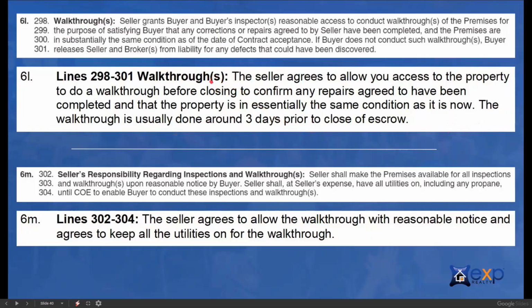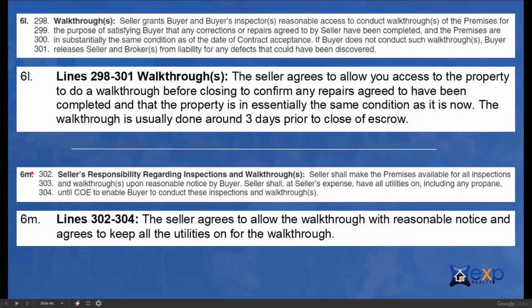And obviously the reason it's plural here is you might have to do more than one walkthrough. For instance, you do your first walkthrough and the seller has not taken care of an issue that they agreed to in the BINSA. So you might have to come back the next day or 2 days later and do it. Any thoughts or questions on that?